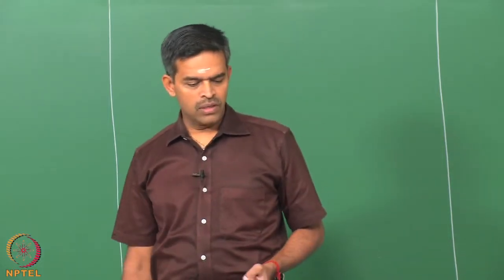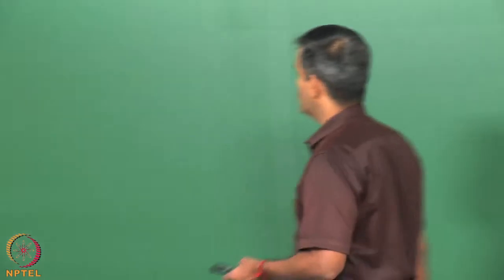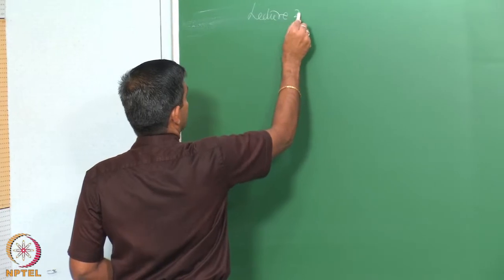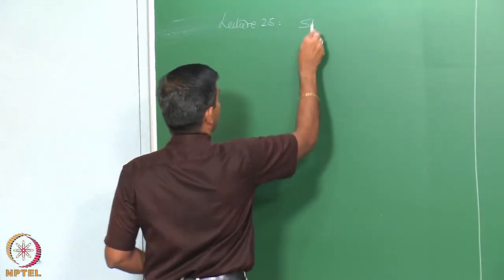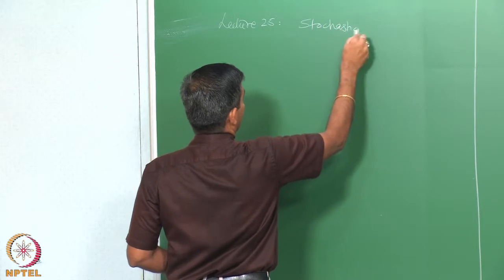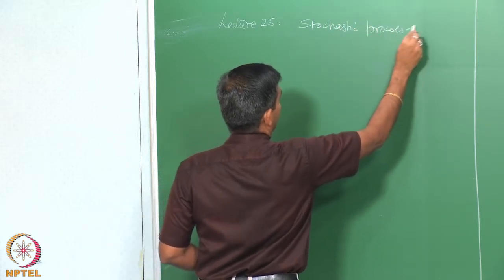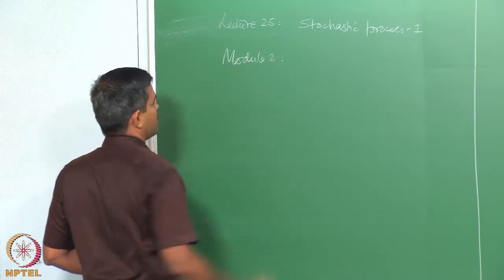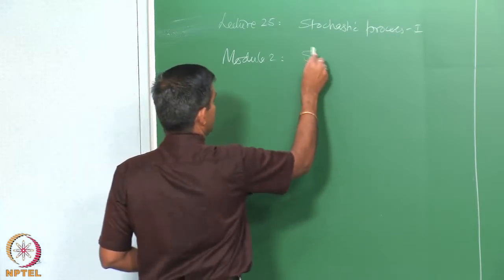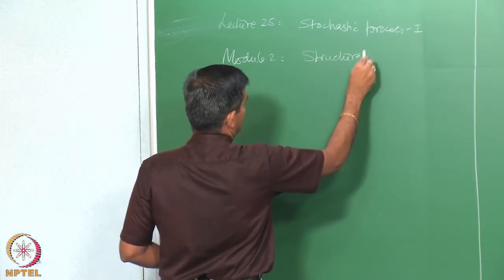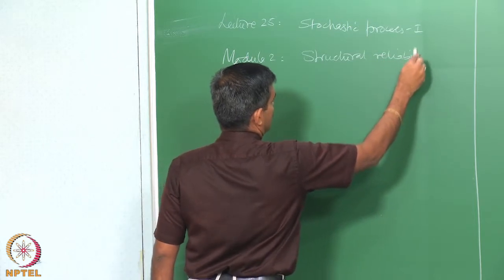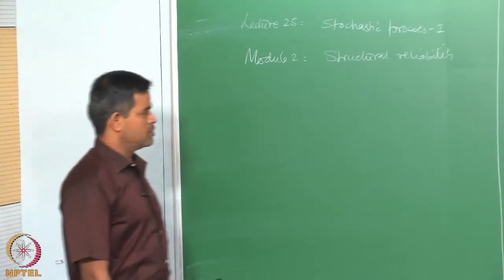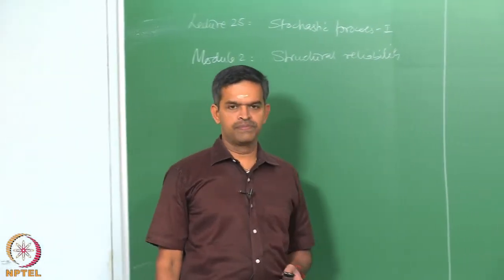Welcome friends to the 25th lecture on module 2, where we will talk about stochastic processes. This is a lecture on module 2, which is focusing on structural reliability, on the online course titled Risk and Reliability of Offshore Structures at NPTEL IIT Madras.